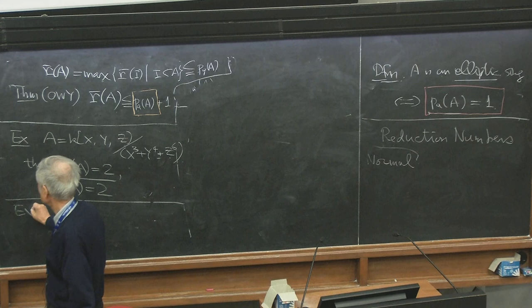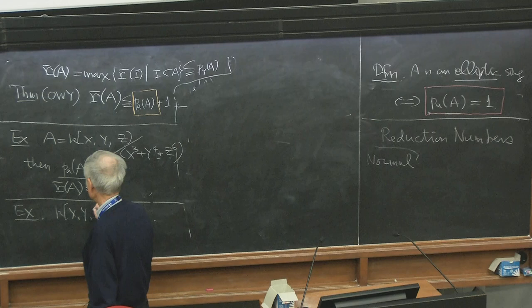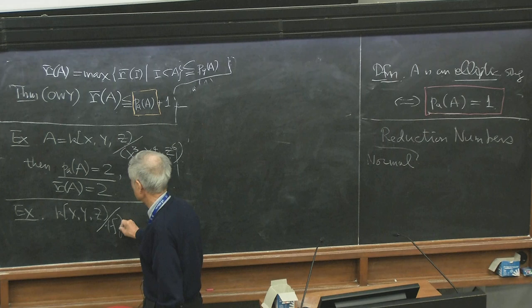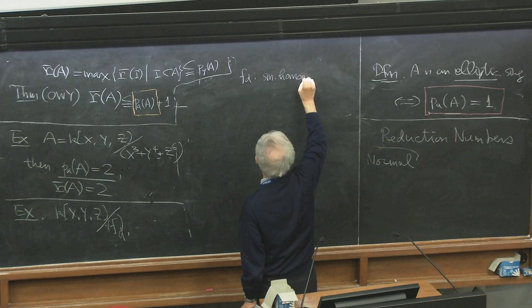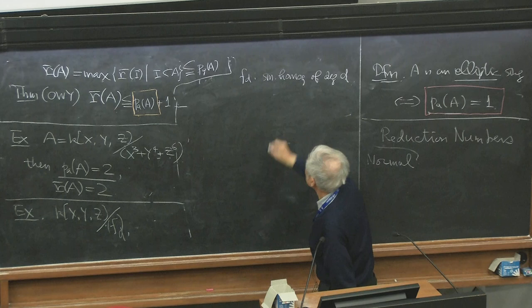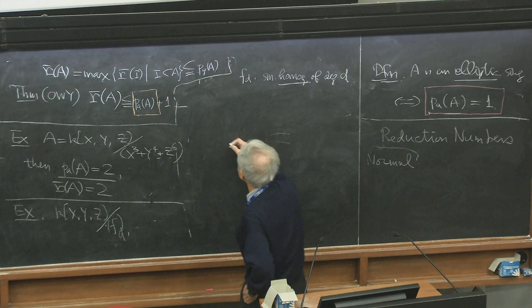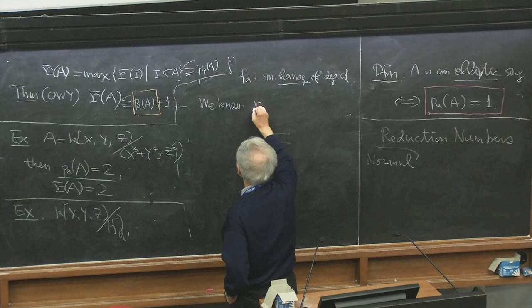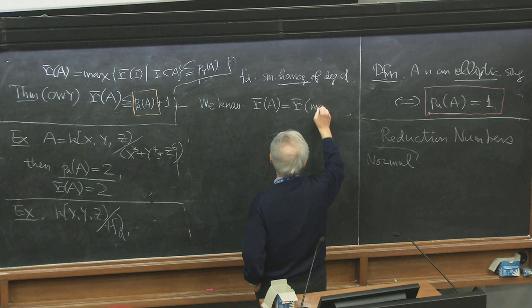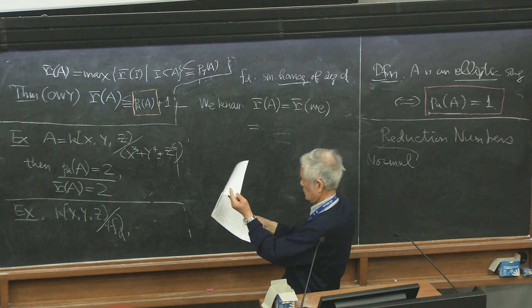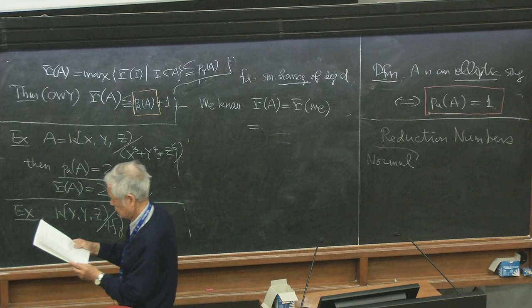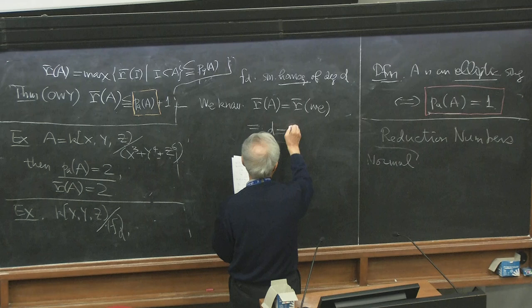And so maybe one more example. So take FD, where FD is a smooth homogeneous polynomial of degree D. Homogeneous is important. Then we know that R bar of A, which is R bar of the maximal ideal, is, I hope, D minus 1. Is this right?